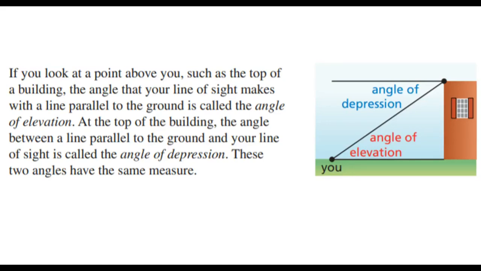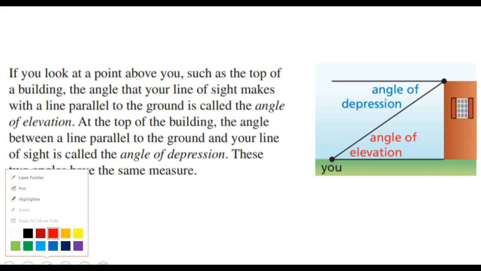Now, before we go to the next problem, let's take a look at the definition of angle of depression and angle of elevation. So, if you look at a point above you, such as the top of a building, the angle that your line of sight makes with a line parallel to the ground is called the angle of elevation. At the top of the building, the angle between a line parallel to the ground and your line of sight is called the angle of depression.